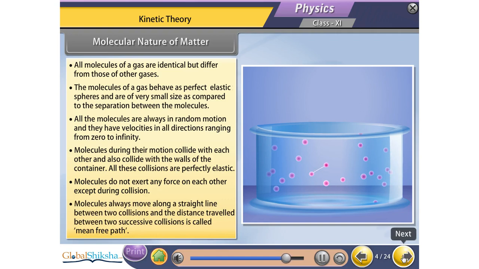Molecules always move along a straight line between two collisions, and the distance traveled between two successive collisions is called mean free path.